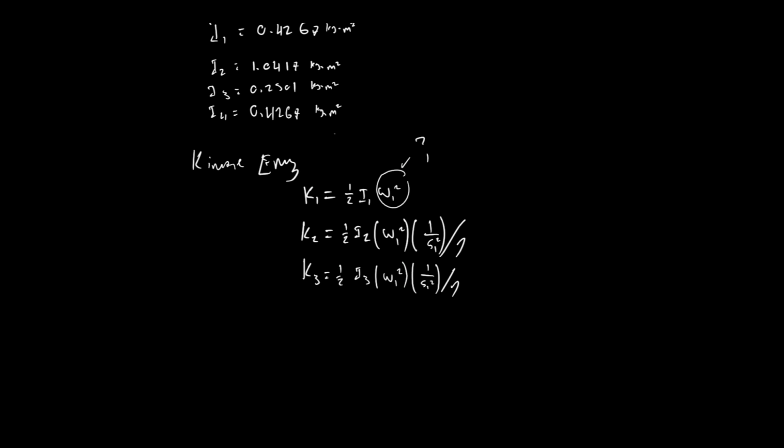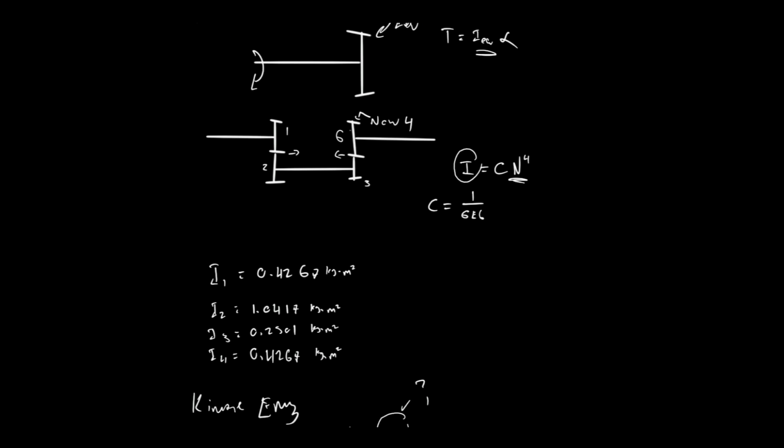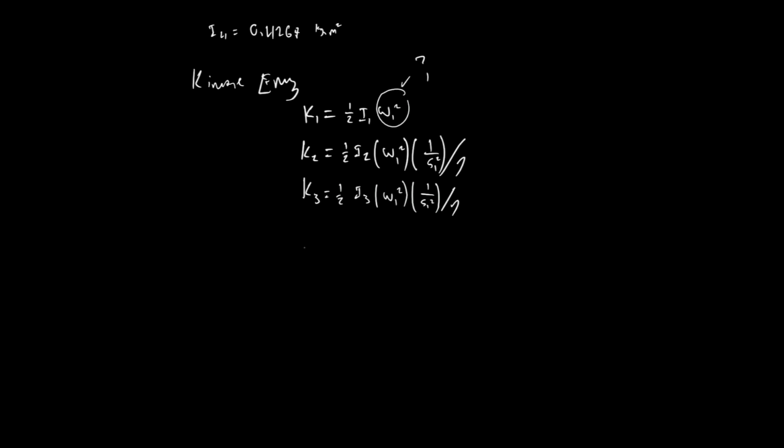And finally we get to our gear 4/6, in which we have another efficiency and another gear ratio. So K4, or 6, equals 1/2 I4 omega 1 squared. We still want it in terms of omega 1, but now we're doing 1 over G1 squared, 1 over G2 squared. We also have 1 over eta, and since eta is the same for both of them, we'll just square it. It's eta for the first one times eta for the second one.